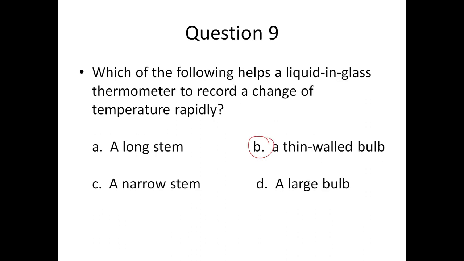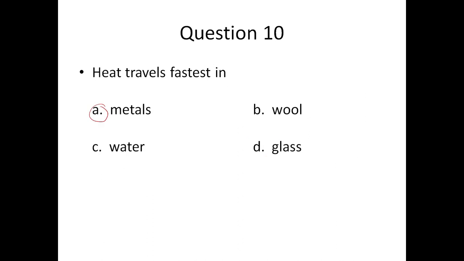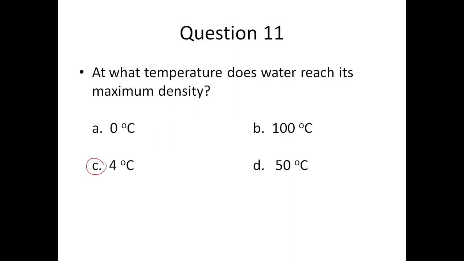Question 9. Which of the following helps a liquid in glass thermometer to record a change in temperature rapidly? Correct. A thin walled bulb. That's B. Question 10. Heat travels fastest in metals. Correct. All the rest are insulators. Water is a very poor conductor of heat. Question 11. At what temperature does water reach its maximum density? Yes, it's 4 degrees Celsius.